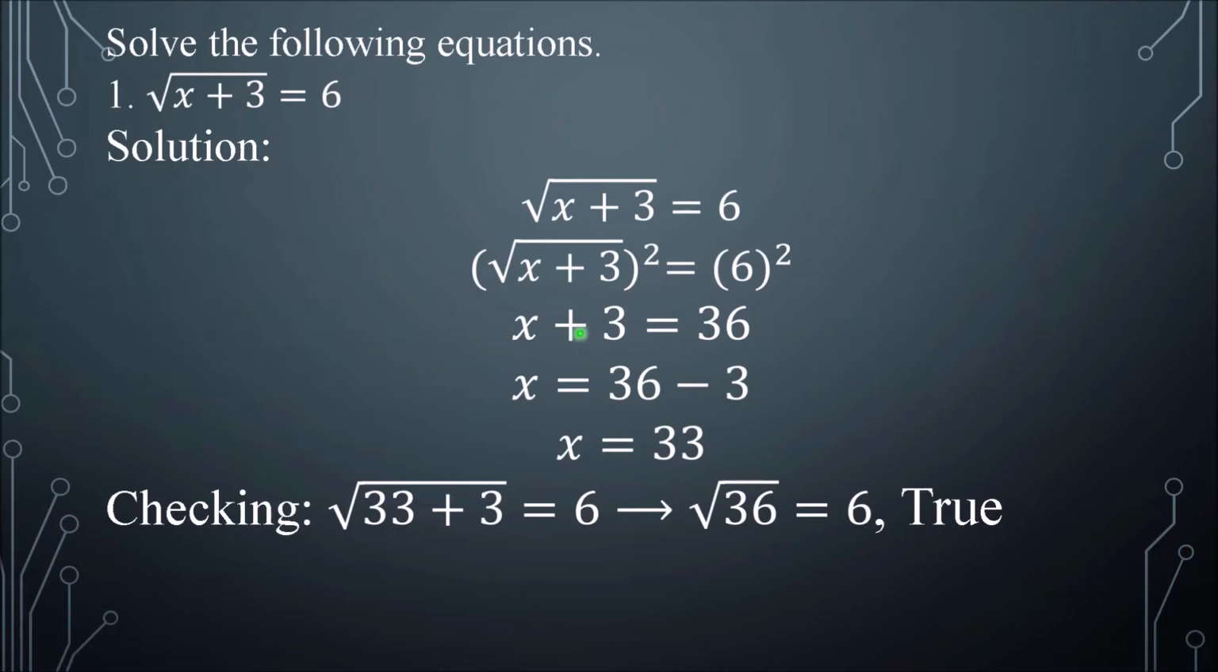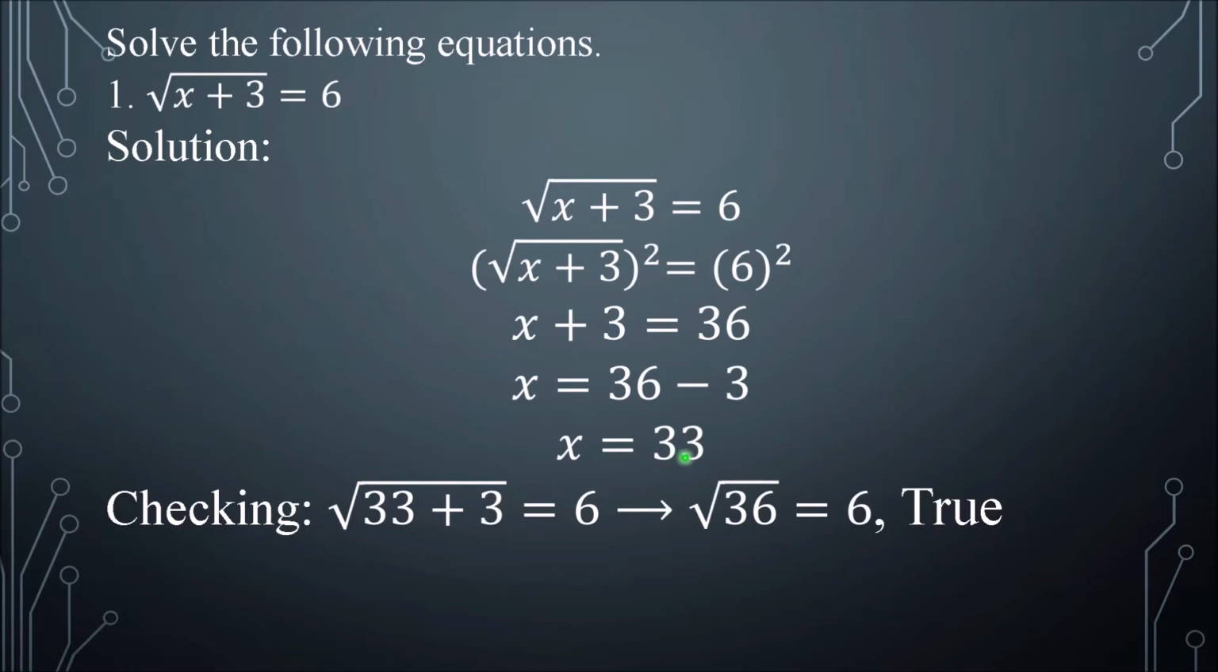So first, we need to square both sides to remove the radical sign. So this one squared and then 6 squared also. Now, the radical sign is removed. The result is x plus 3 is equal to 36. Transfer 3 to the other side, it will become negative 3. So that will be 36 minus 3 is 33. So x is equal to 33.